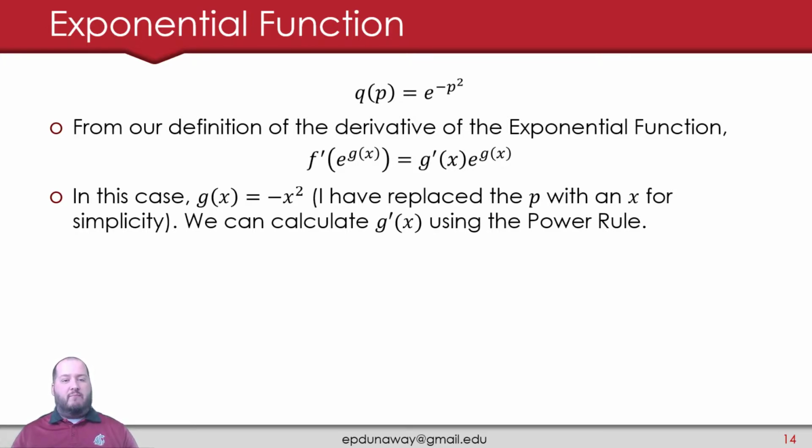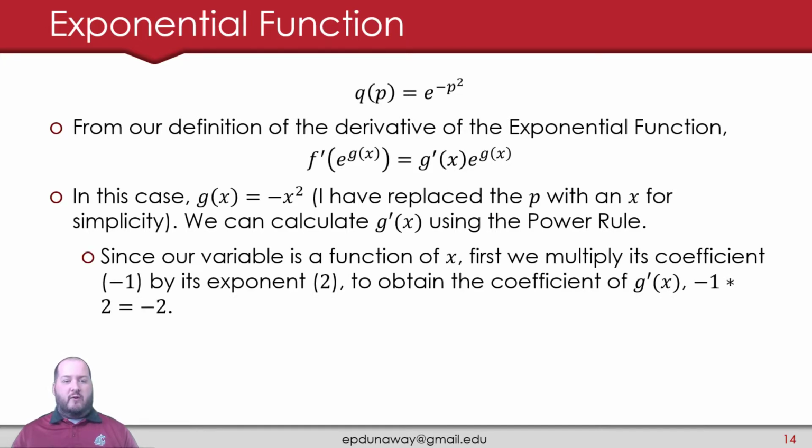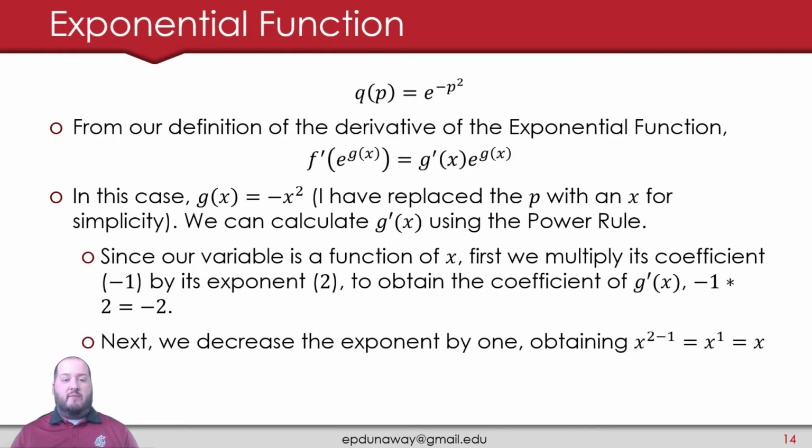But I can calculate g prime of x using the power rule. So anyways, as before, since our variable is a function of x, first I'm going to multiply its coefficient, negative 1 in this case, by its exponent, which is 2, and I obtain the coefficient of g prime of x, negative 1 times 2, or negative 2. Next, I'm just going to decrease the exponent by 1, which gives me x to the 2 minus 1th power, or x to the 1, or just x. I can delete the exponent at that point. Putting it together, that gives me g prime of x is equal to negative 2x.